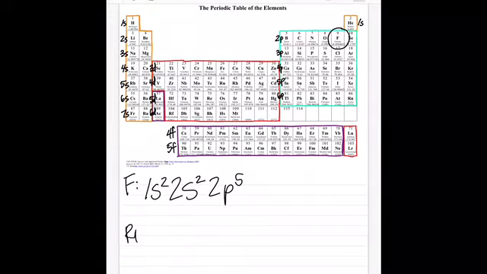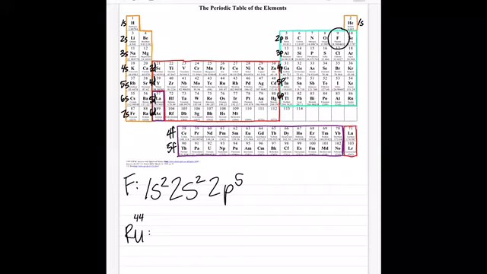Let's do ruthenium, which is Ru. That is number 44. So if you want to write a little number up top, so you know you need to get to 44, then you can go ahead and do that. That's fine. I do that for myself to help out a little bit, so I know my goal and I can check myself at the end.